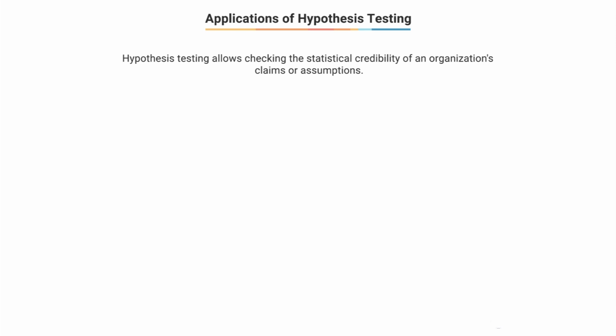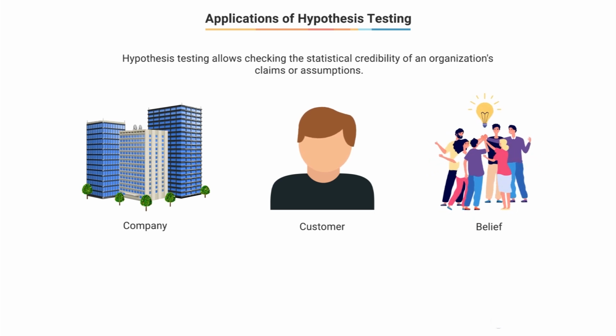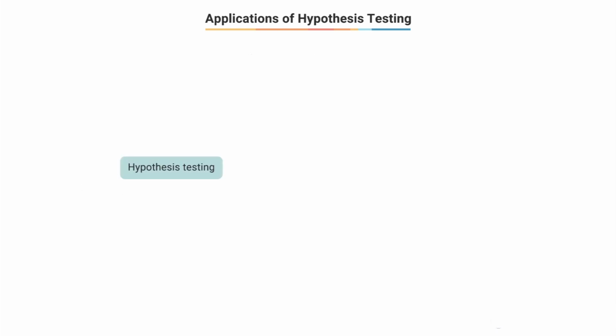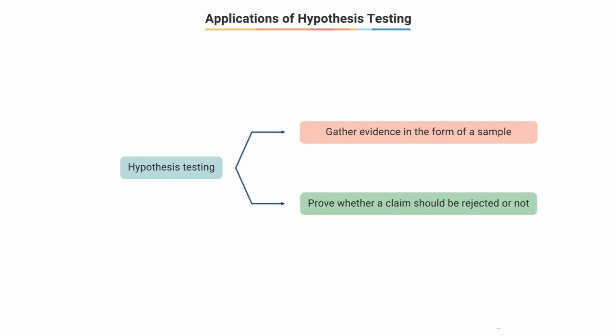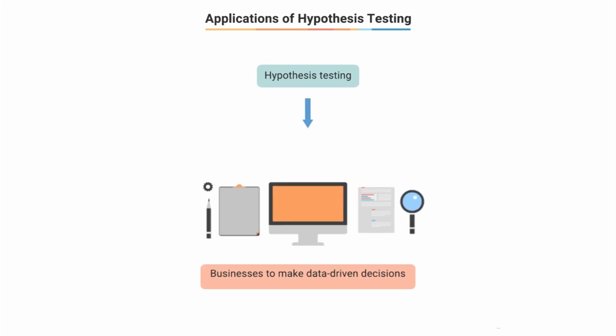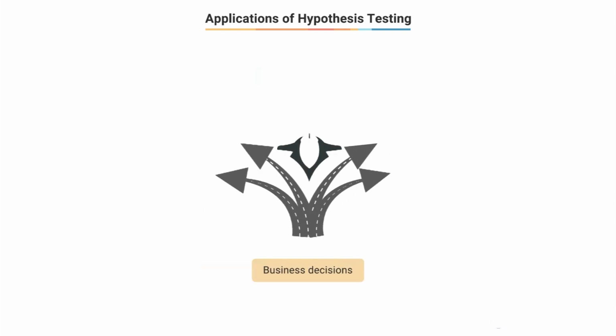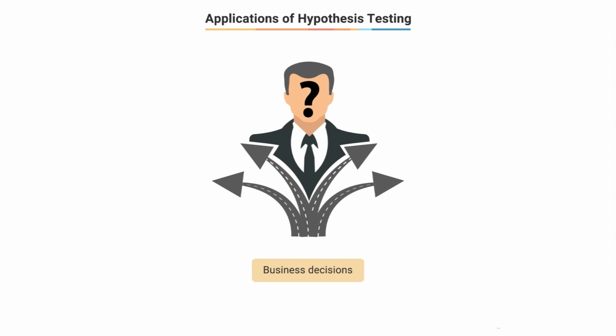This claim could be made by a company or by a customer or just be a form of popular belief that exists among the people. And using hypothesis testing, you can gather evidence in the form of a sample and then prove whether this claim should be rejected or not. As a result, hypothesis testing has been used in many businesses for making data-driven decisions rather than just relying on hunches. So let us look at some of the business decisions that can be taken using hypothesis testing.